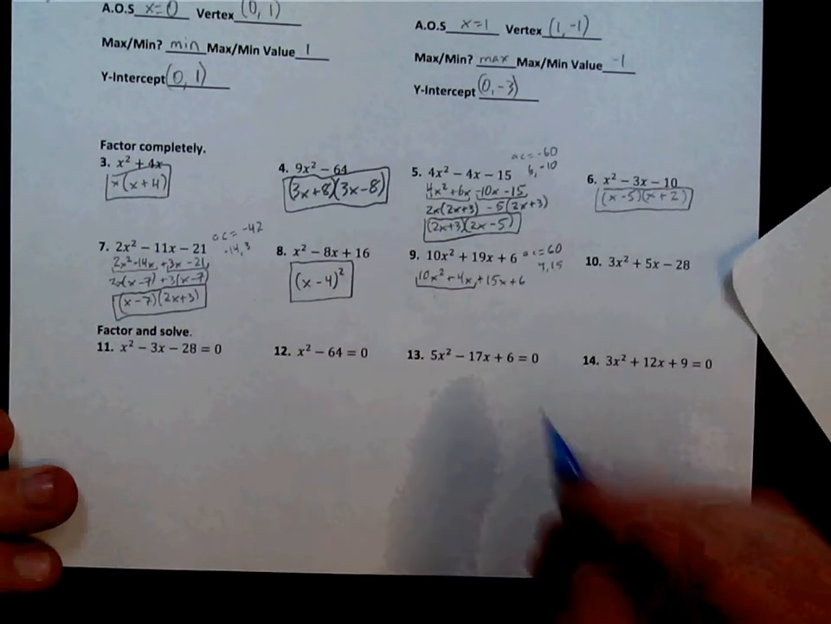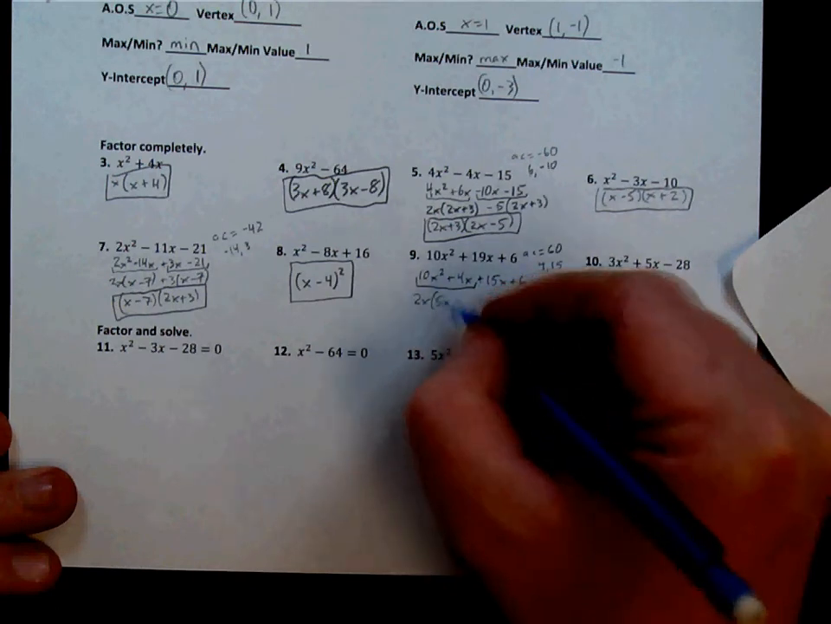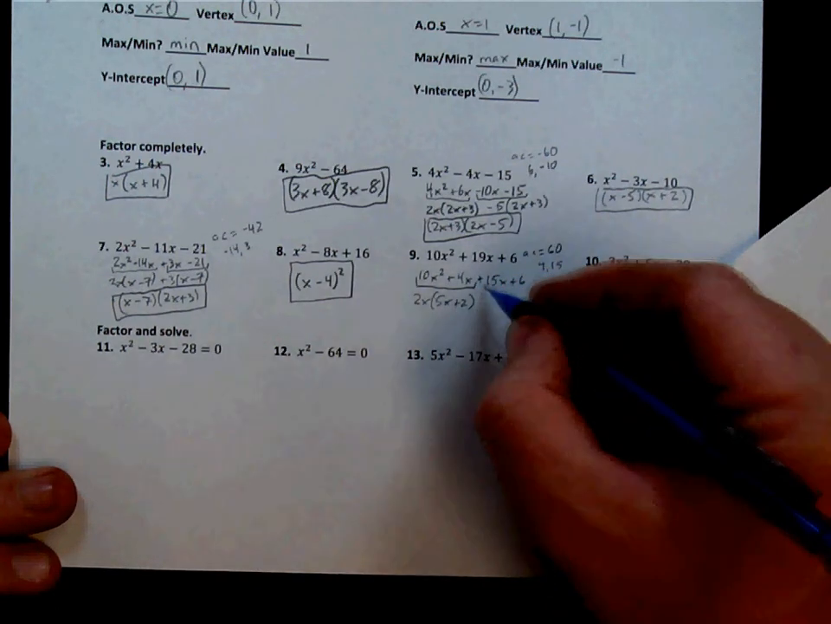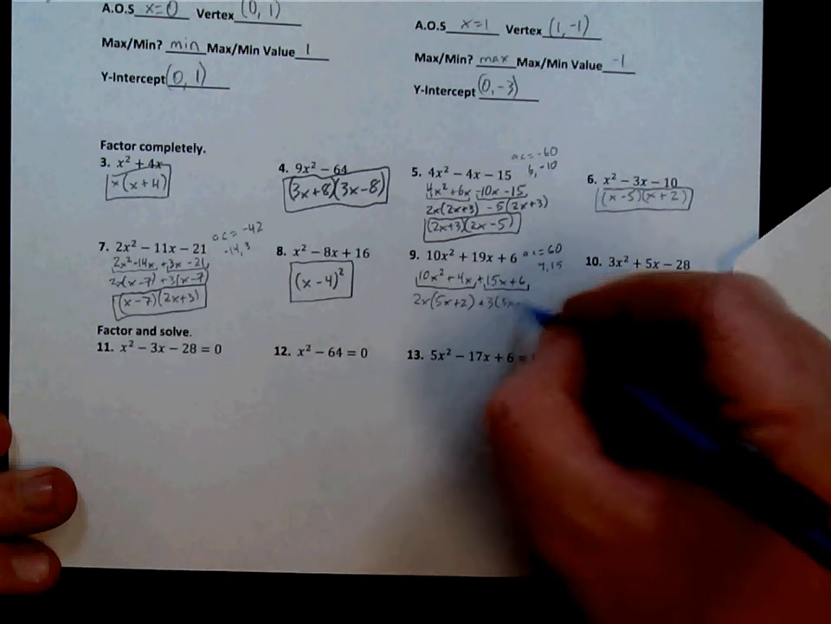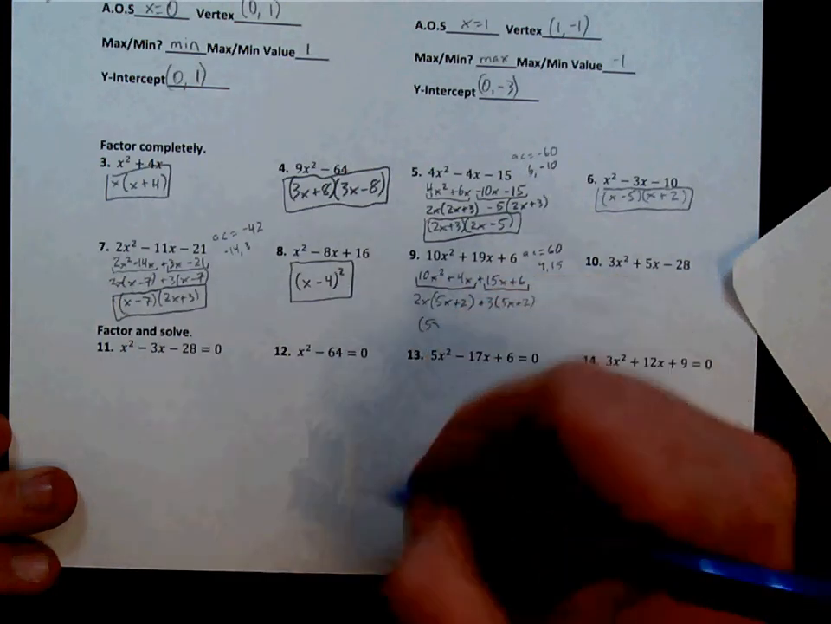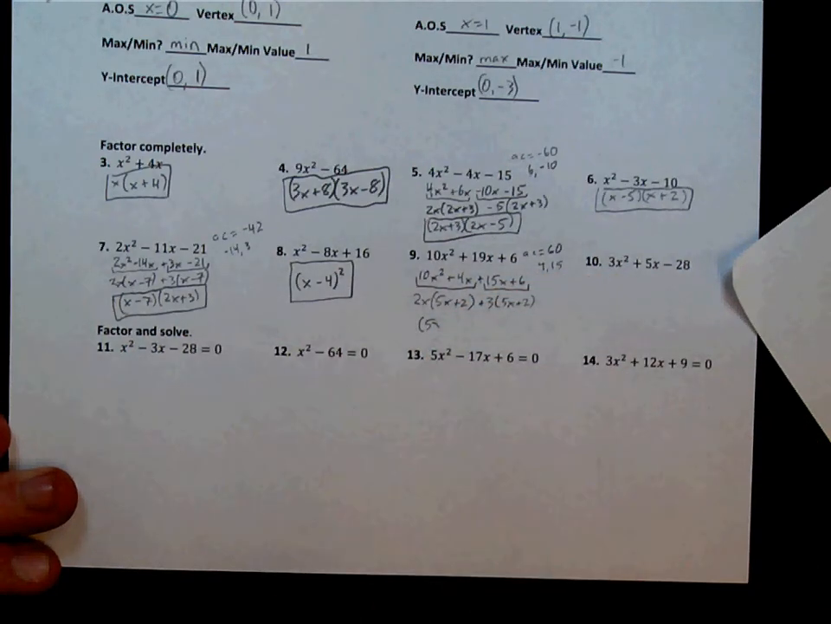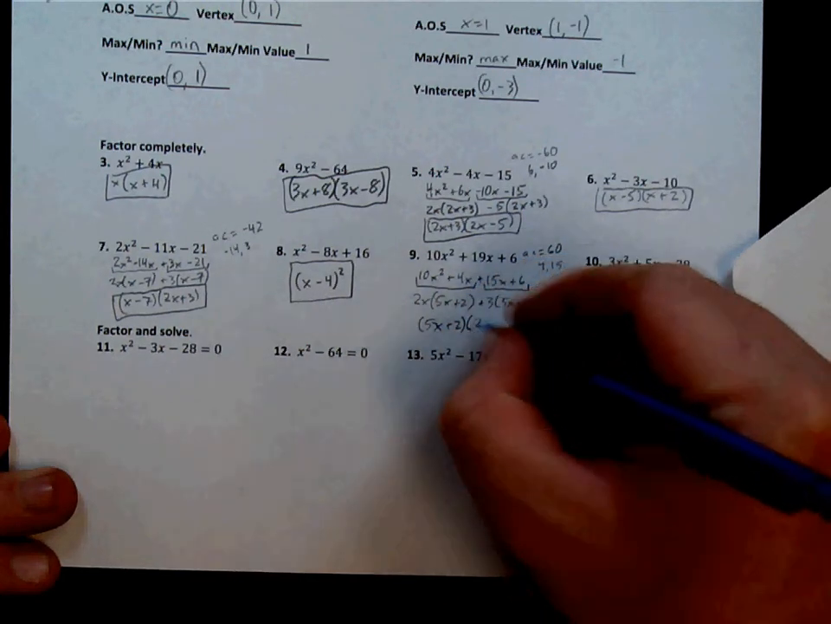Grouping. I can pull out a 2x, leaving me with 5x plus 2. These two pull out a 3, leaving me with 5x plus 2. They both have a 5x plus 2, so I can factor that out, leaving me with 2x plus 3.